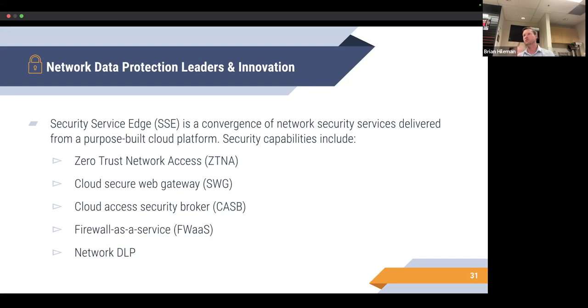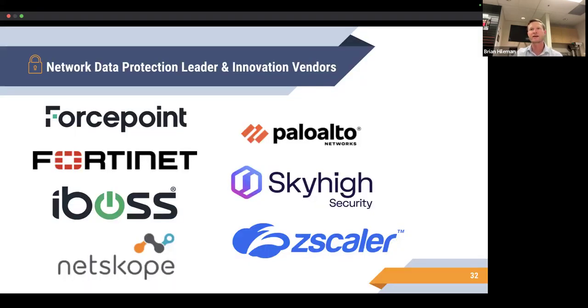And SSE is a combination of multiple products. So it's zero trust, it's cloud web gateways, it's CASB, it's firewall as a service, and it's network DLP. So they bundled this all into a giant platform, right? Pretty complex. And the reason it's complex is because the vendors that now sit in this space are massive, right?